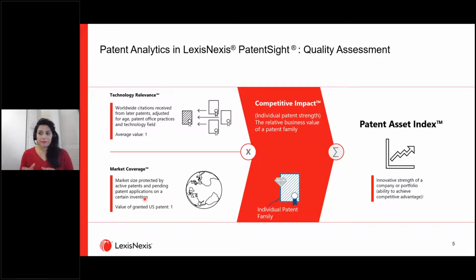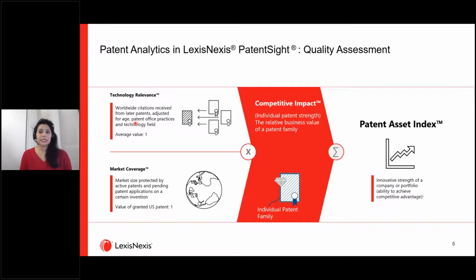PatentSite works at the patent family level, so all patent documents with exactly the same priority parameters are brought together to define one patent family. The underlying technological hypothesis is that patent documents sharing exactly the same priority parameters refer technically to one particular invention. All the quality assessments are done at the patent family level.